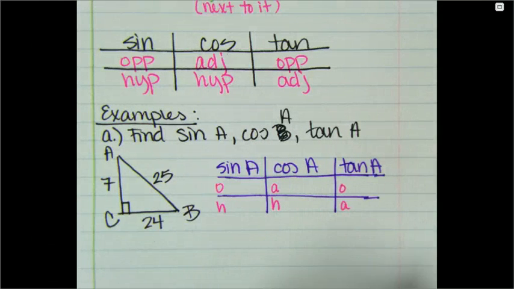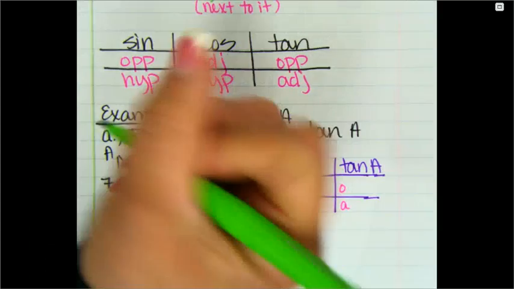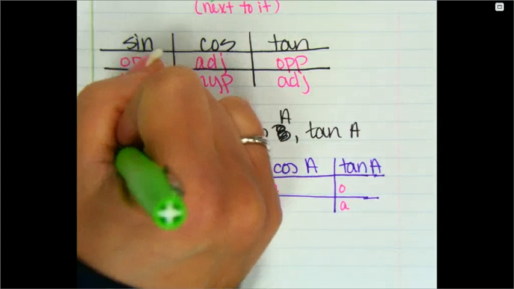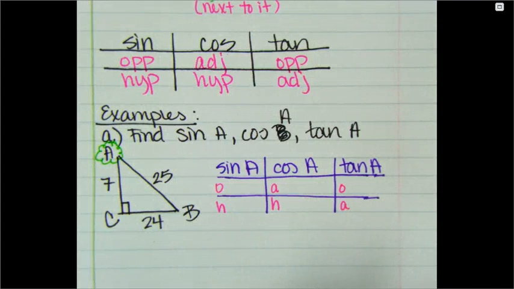Let's circle what angle we're looking for. Which angle is that? A. So either circle it, highlight it, do something so you know that's the angle you're looking for. Label your hypotenuse, because the hypotenuse doesn't change. So which one is the hypotenuse? 25. So label it H.